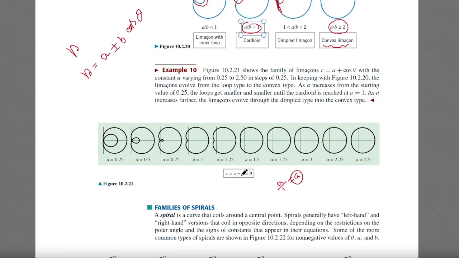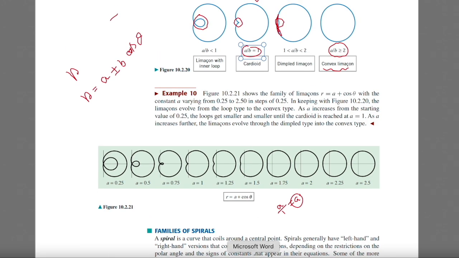Yes, sir. So in the previous example, what do we call a by b? a equal to 1, right? Yes, sir. a by b equal to 1 was the previous example, in the previous picture. And here a equal to 1 indicates a cardioid, in the equation r equal to a cos theta.